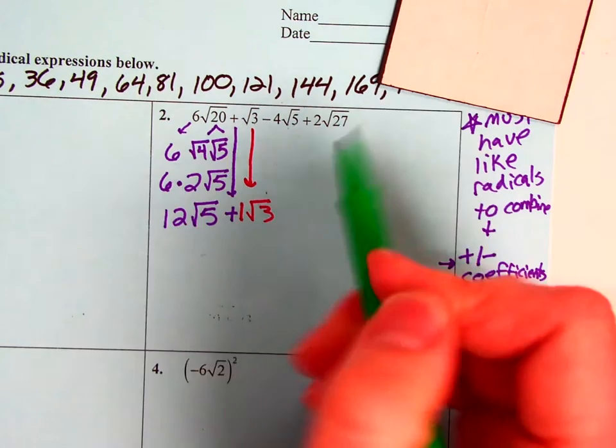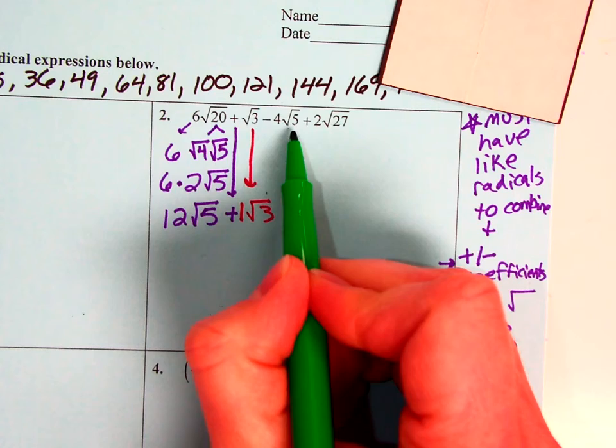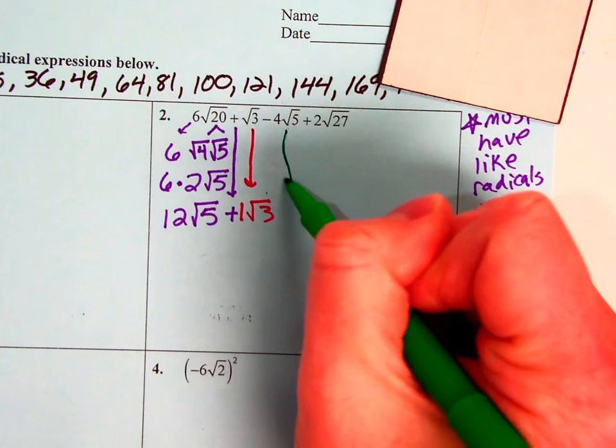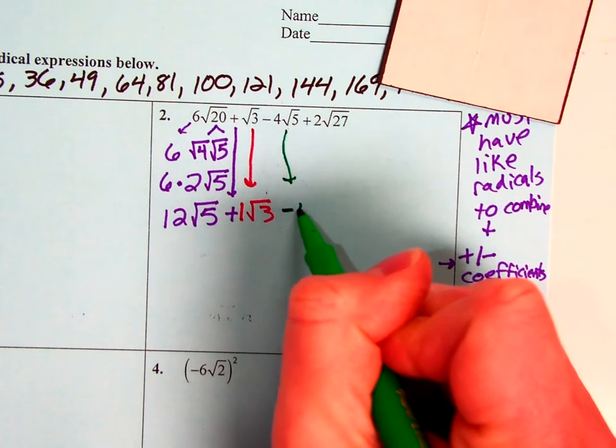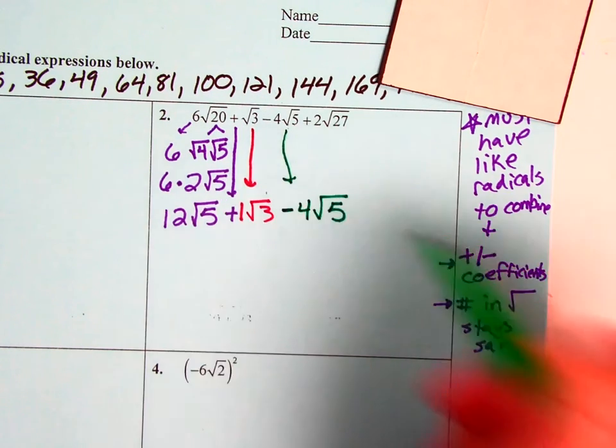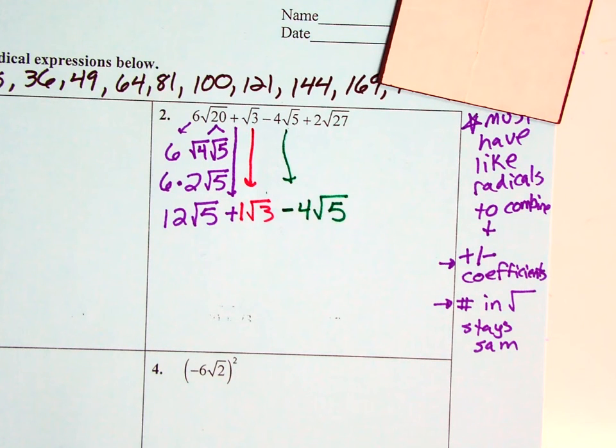Then we look at the next one, and again, 5, there is no perfect square that goes into 5, so we go ahead and bring that down, the -4 root 5. Then we look at the last one.